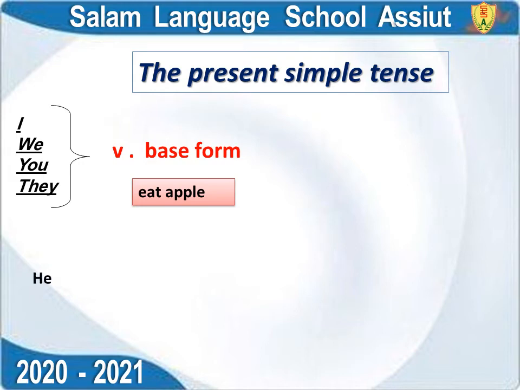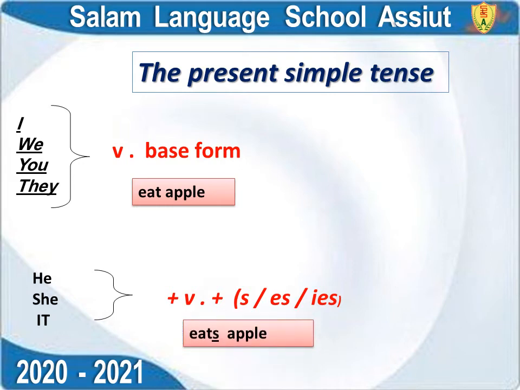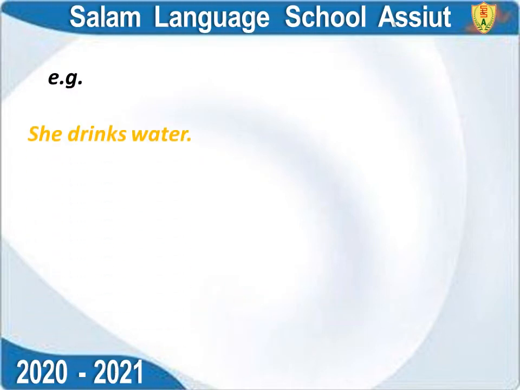But in these subjects, he, she, it, plus the verb, plus s, es, or ies. For example, he eats apple, she eats apple, it eats apple. We add s to the verb eat. For example, she drinks water. Here we add s for the verb drink. He plays video games. We add s to the verb play.